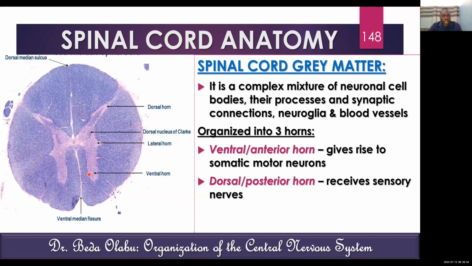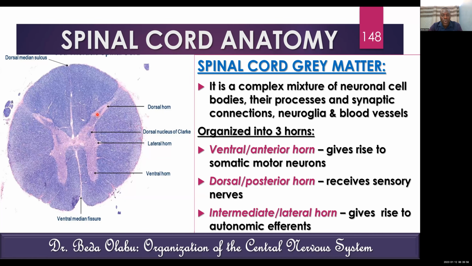Then we have the dorsal horn, which is also known as the posterior horn. The dorsal horn or the posterior horn receive sensory nerve terminals. They enter there. Although, as we're going to see, that could not be the only function of the dorsal horn.